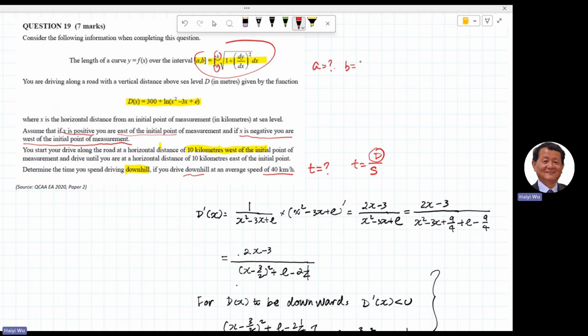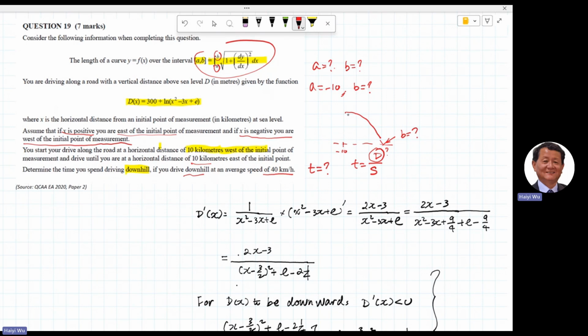But we know A is given because it starts from negative 10. But we don't know where the finish of the downhill is, which means we don't know what B is. It's not necessarily just 10 kilometers. This is very important because we are talking about the curve being downhill. So we have it from negative 10, finish where? We need that point.